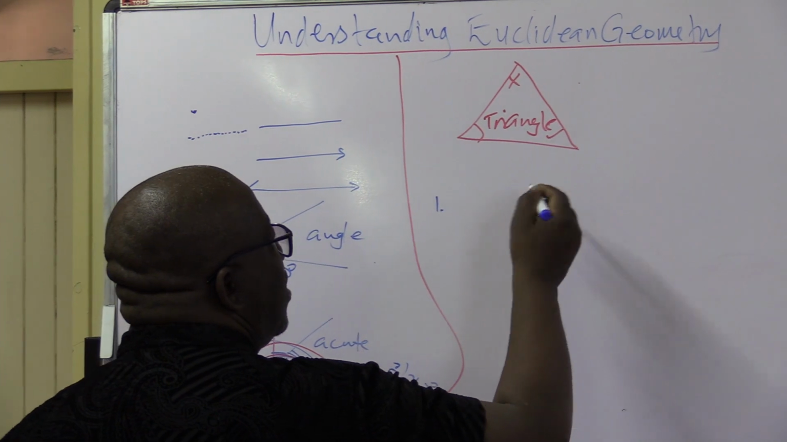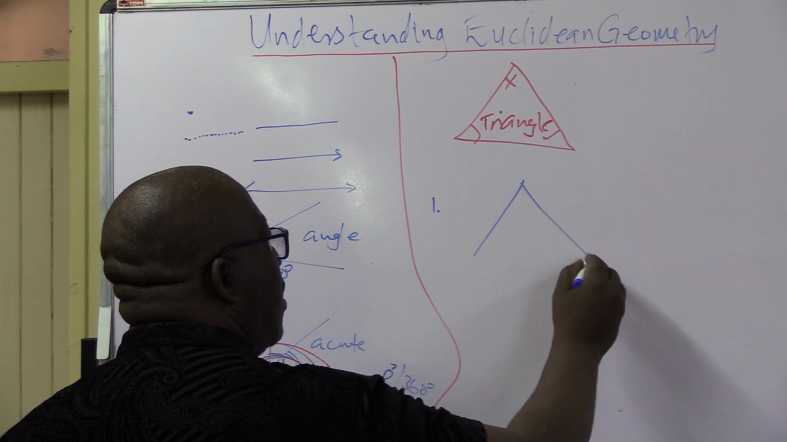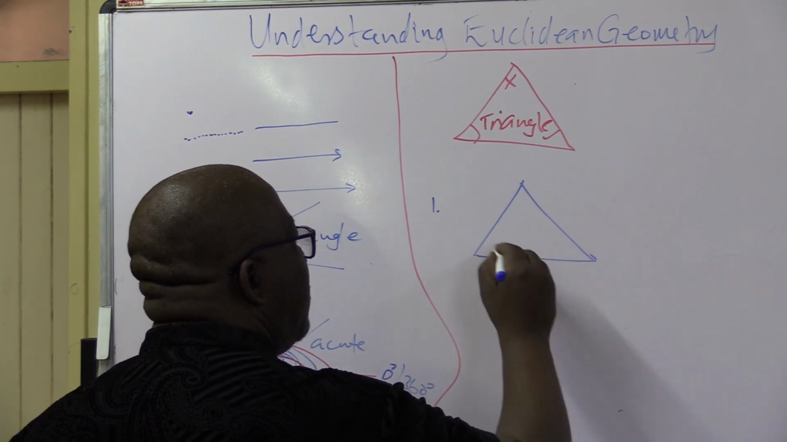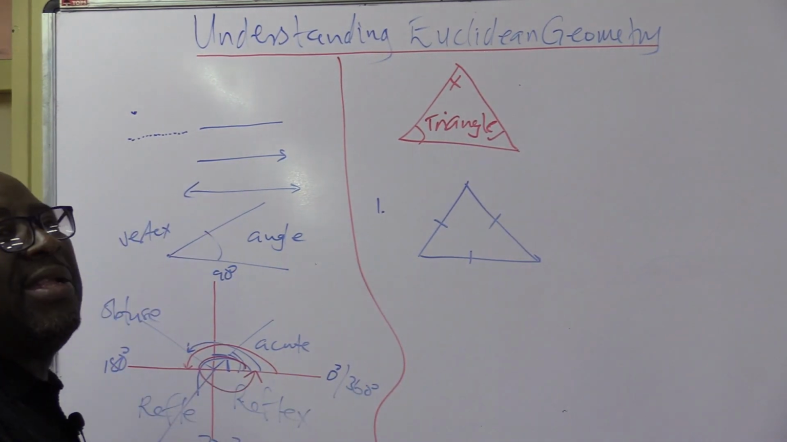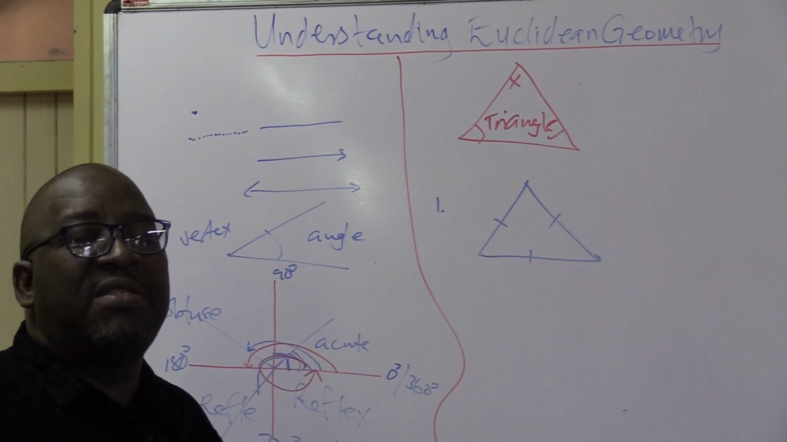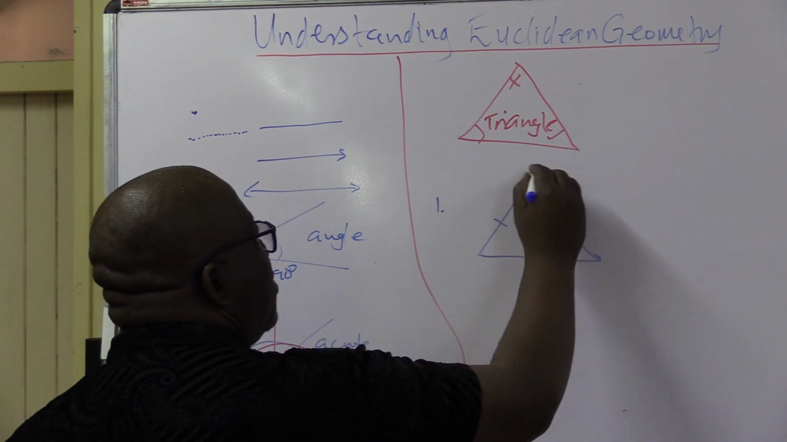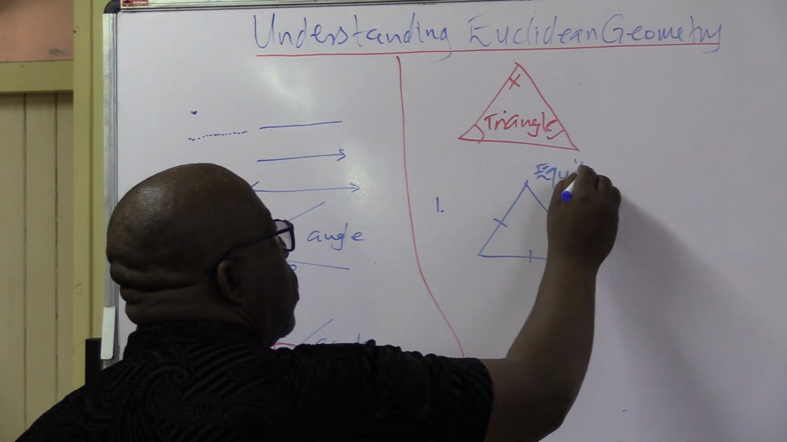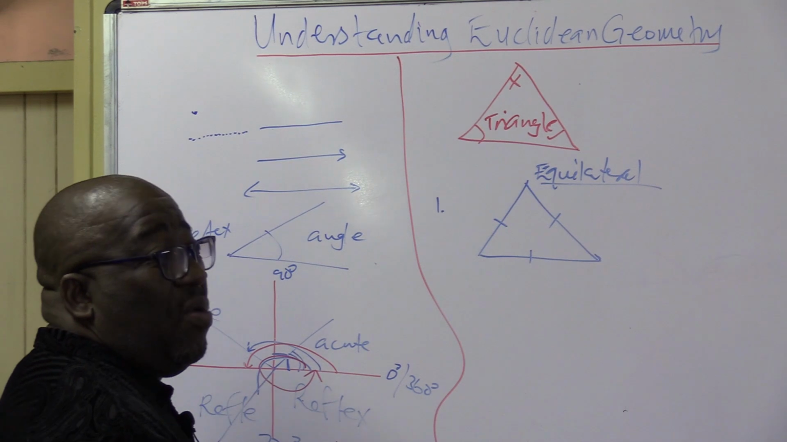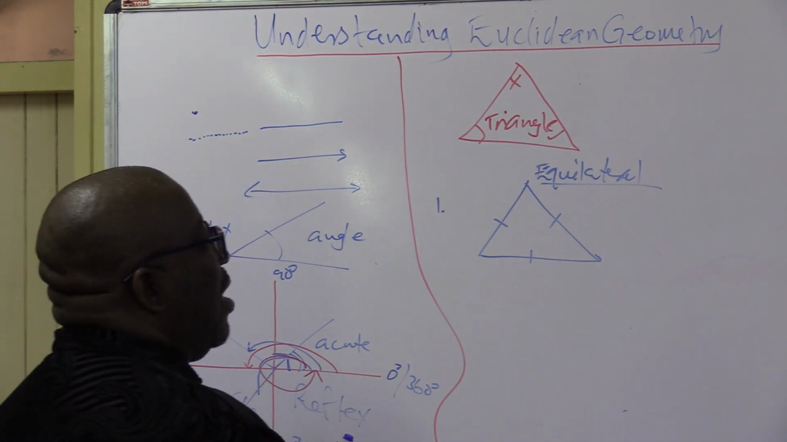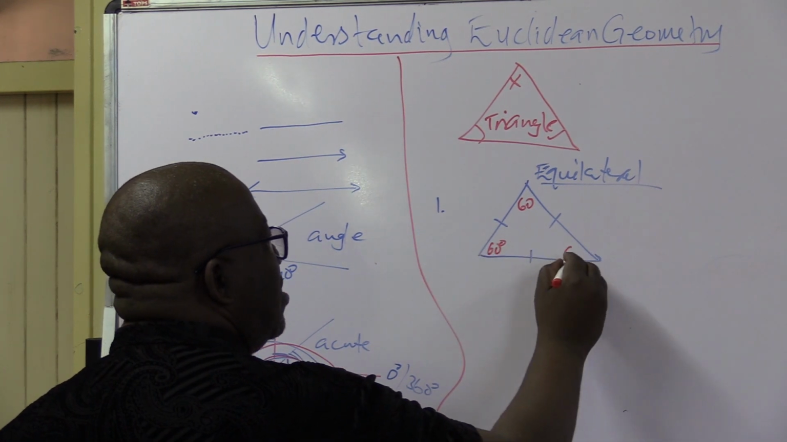Number 1, let's look at this one. If this side is the same as this side, the same as this side, equal sides, equilateral. Lateral means sides, so equal sides. This triangle is called an equilateral triangle, simply equal sides. Now, if the sides are equal, then the angles will also be equal. This is 60, this is 60 degrees, this is 60 degrees.